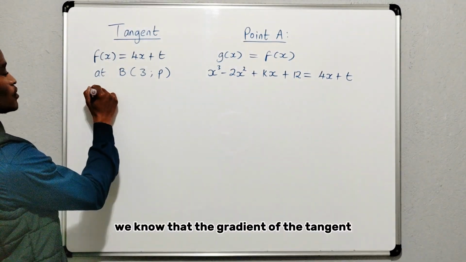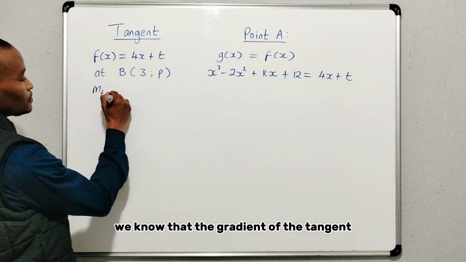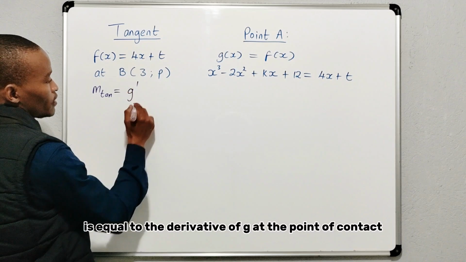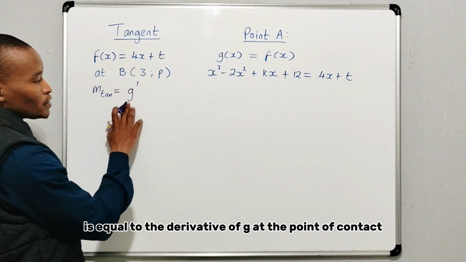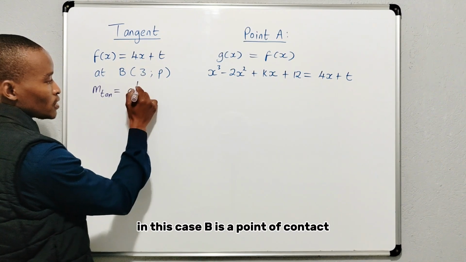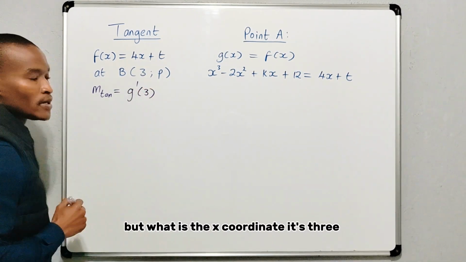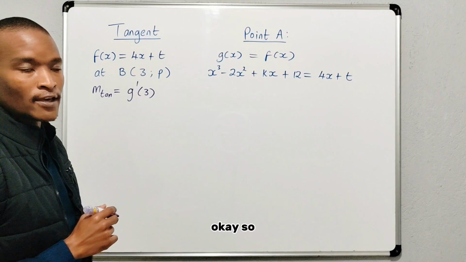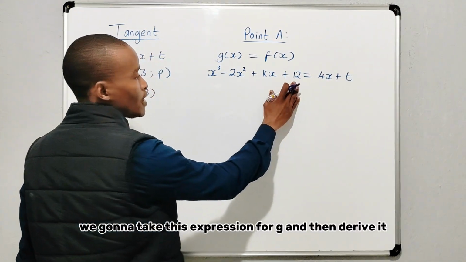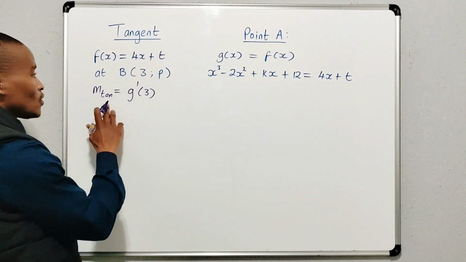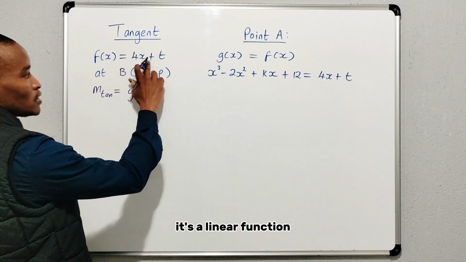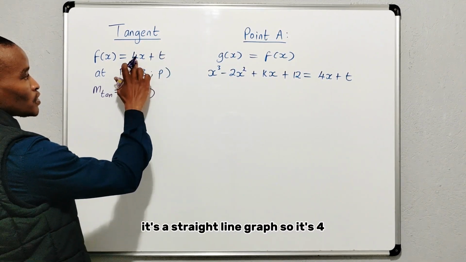Okay, so let's go for it. Let's start. We know that the gradient of the tangent is equal to the derivative of g at the point of contact. In this case, B is a point of contact, but what is the x coordinate? It's 3. Okay, so in other words, we're going to take this expression for g and then derive it. What is the gradient of f? By just looking at the equation, it's a linear function, it's a straight line graph, so it's 4.